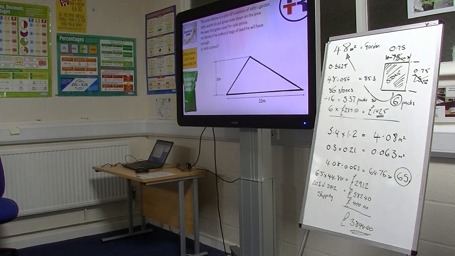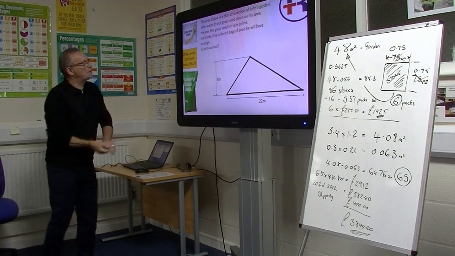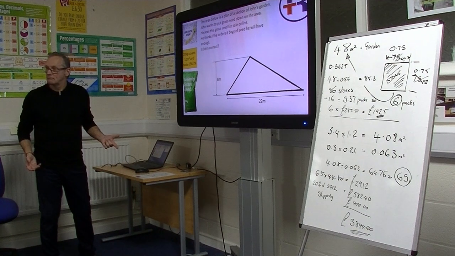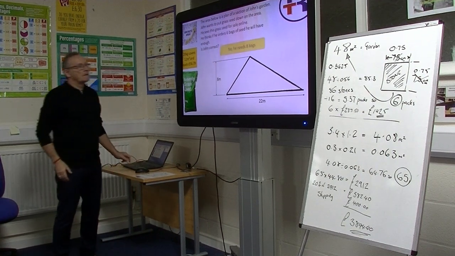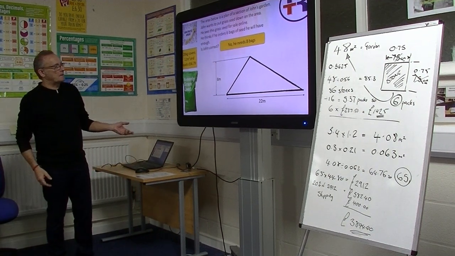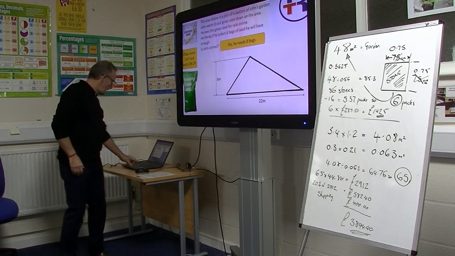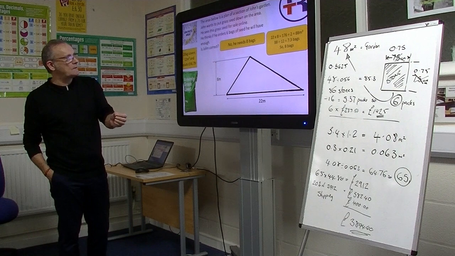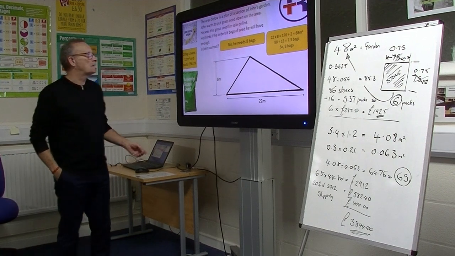So, does he need 6 bags or does he need more than 6 bags? He needs more. Alright, let's work it out. What do we do first? 22 times 8, divide by 2. So 22 times 8 is 176. Divide by 2 gives you 88 square metres.